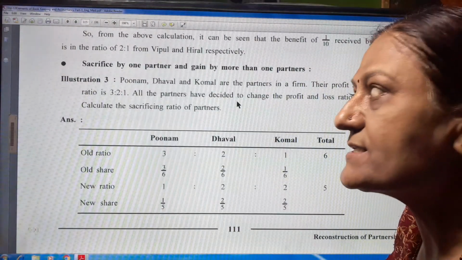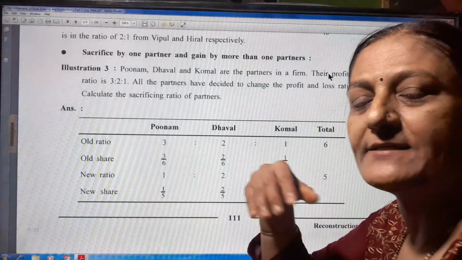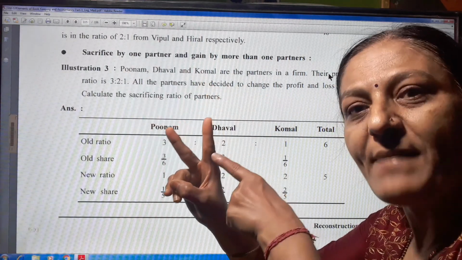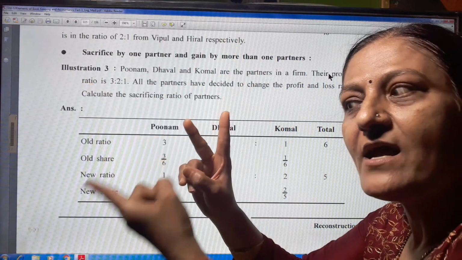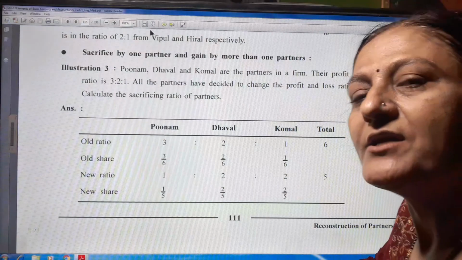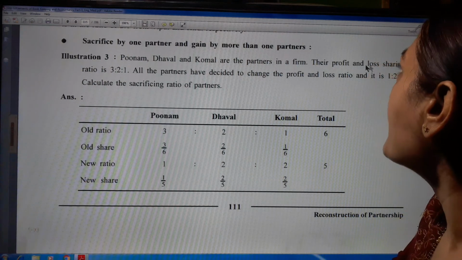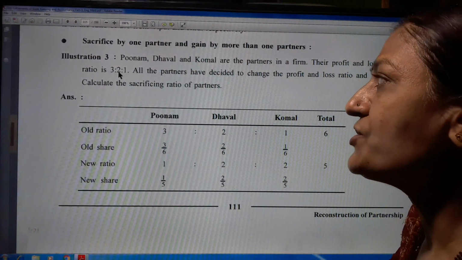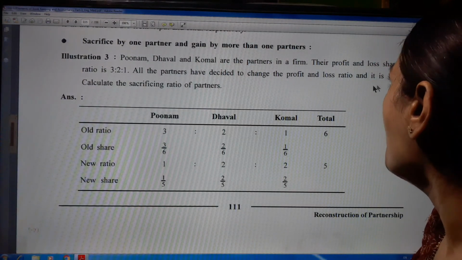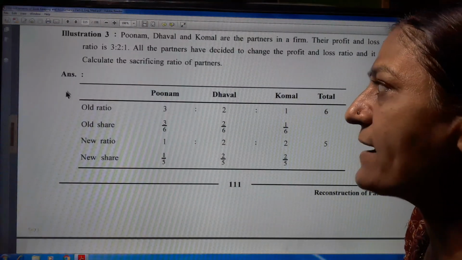Now, the next illustration: sacrifice by one partner and gain by more than one partner. Opposite: only one partner makes the sacrifice and the other two partners receive the benefit. So this type of illustration is there. Illustration number 3: Poonam, Dhaval and Komal are partners in a firm with profit and loss sharing ratio 3:2:1. All the partners have decided to change the profit and loss ratio to 1:2:2. Calculate the sacrificing ratio of partners. Now the answer.